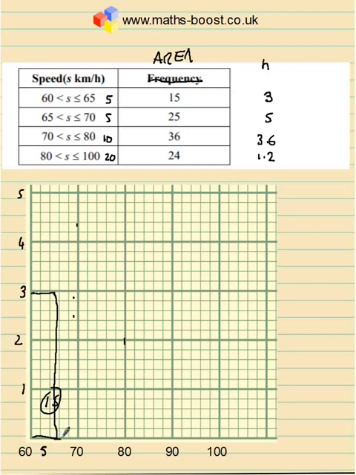So between 65 and 70 it's a height of 5. And I'm only doing this roughly. Obviously you'd be using a ruler. Between 70 and 80 we want that 3.6.